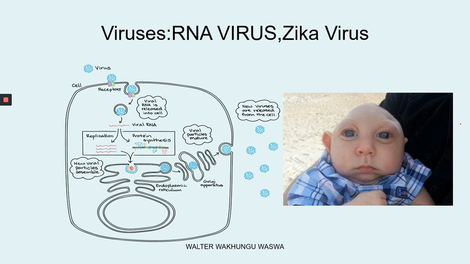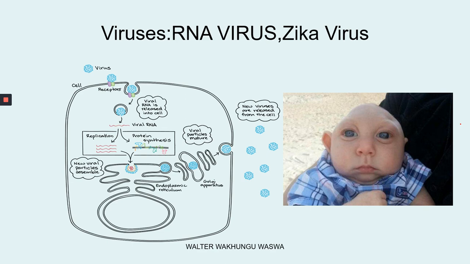So it has specific receptors, and it needs to penetrate the host cell. The viral RNA is released into the cell, and the viral RNA replication goes on, and later you have protein synthesis taking place, and then the new viral particles assemble and are transmitted through the rough endoplasmic reticulum and escorted outside, and new viruses are released from the cell. So being an RNA virus, it replicates inside the cytoplasm and is transmitted to the outside of the cell through the endoplasmic reticulum and the Golgi apparatus.